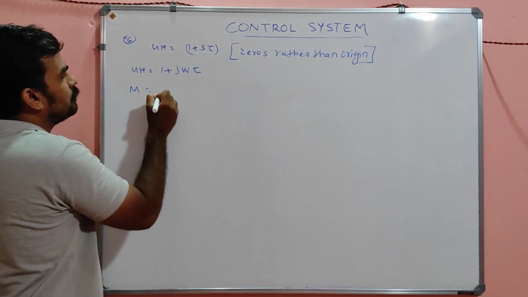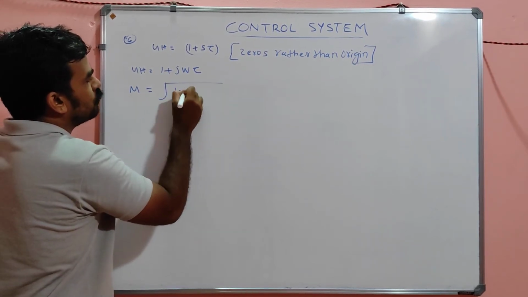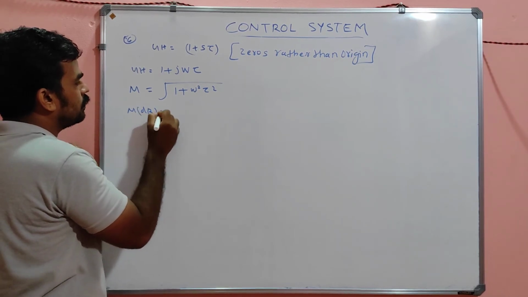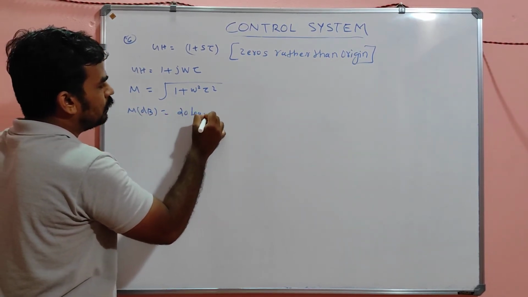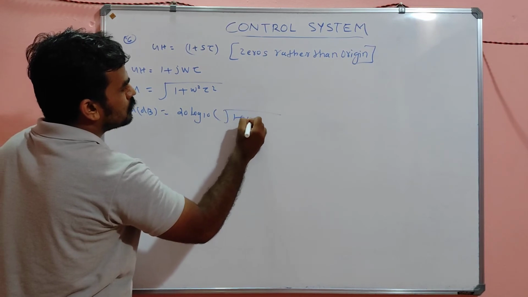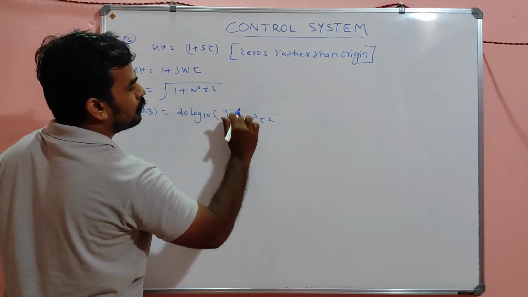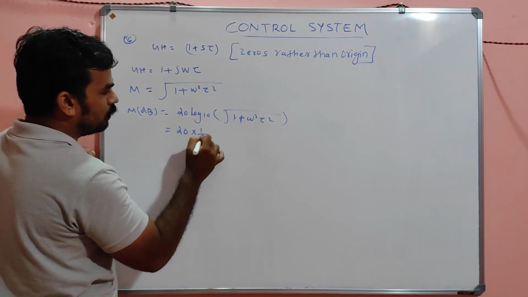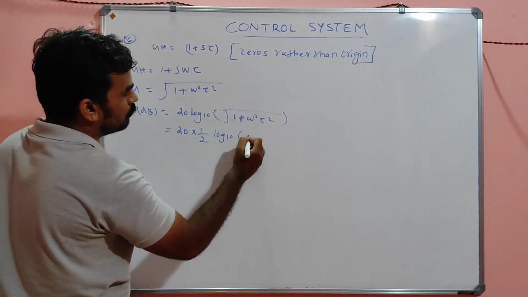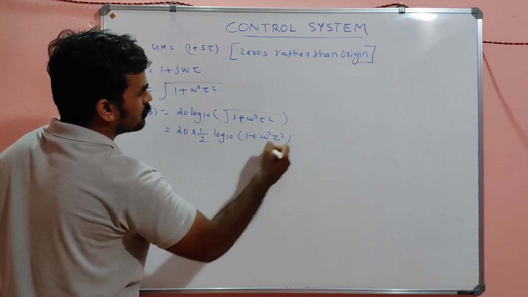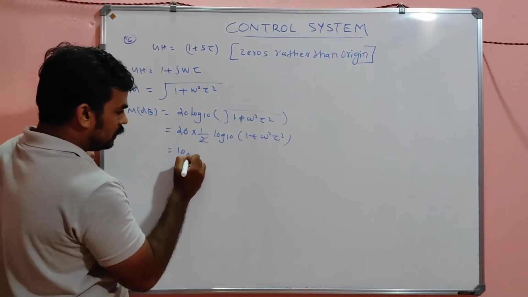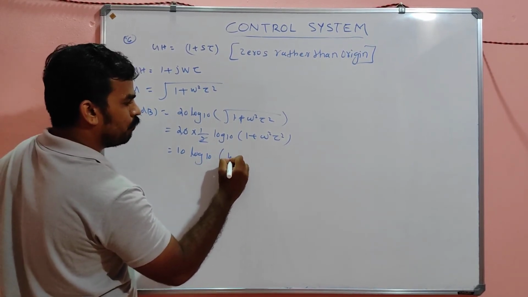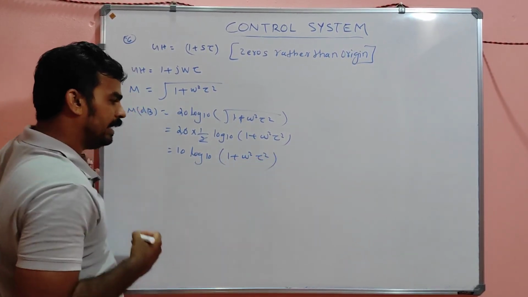And magnitude will be nothing but root of 1 plus omega square tau square, and M in dB is nothing but, my dear, 20 log 10 to the base root of 1 plus omega square tau square. So it is nothing but 20 into 1 by 2 log 10 to the base 1 plus omega square tau square, that is 10 log 10 to the base 1 plus omega square tau square. Again the same.